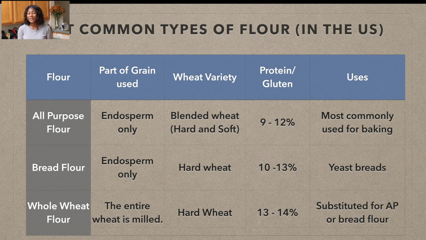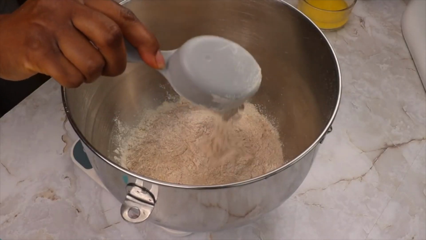To make whole wheat flour, the entire wheat grain is milled. The endosperm, the germ, and the bran are milled and mixed together. Whole wheat flour is also milled from hard wheat, which means whole wheat flour also has a higher protein content, just like bread flour. Typically, we use whole wheat flour to substitute all-purpose flour or bread flour, and usually this is substituted in parts. So let's say you have a recipe which calls for 4 cups of bread flour and you want to use some whole wheat flour, you would typically substitute maybe about 50% or less.